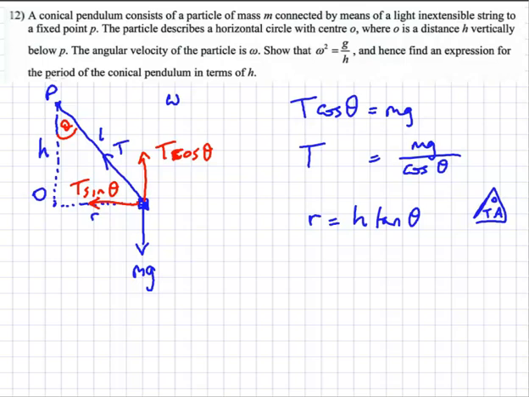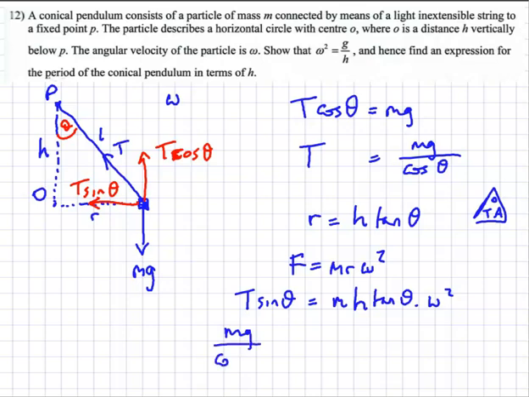So we then have a situation where the horizontal forces, the centripetal force, we appreciate that that centripetal force is t sine theta. The mass is the mass. The radius, well, we've got an expression for the radius. It's h tan theta. And we don't know what omega squared is. We have an expression for t, so I can actually add that one in. So mg over cos theta multiplied by sine theta.